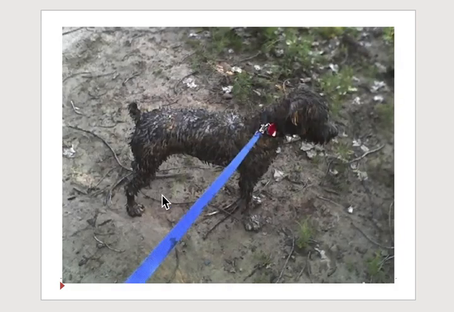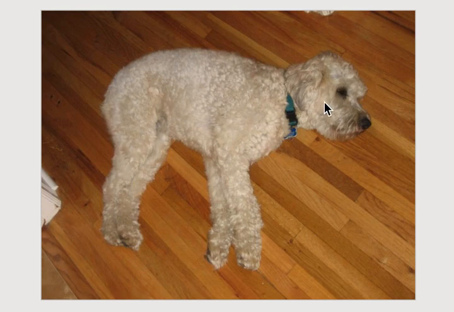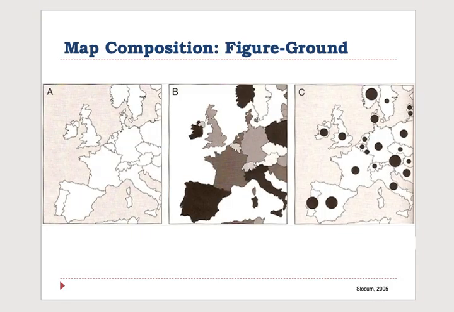So here we could see our figure is the dog example, and it stands out more from our background, which is the dirt. And then here is another example of our figure standing out from the background. And the same thing applies when we are creating our map. We could see in A, there's a land-water contrast as a special case of figure-ground relationship. So our background, our ground is the ocean, and then our figure is our land mass. So the land mass is popping out.